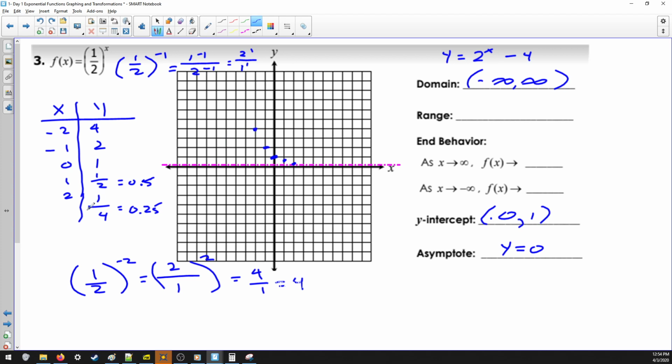I'm just going to add some extra points without showing the work for them. If I plug in a -3, I get back 8. Okay, so we can see the rest of this graph. So 1, 2, 3 goes all the way up to 8, and you can see that the points are starting to get further apart.